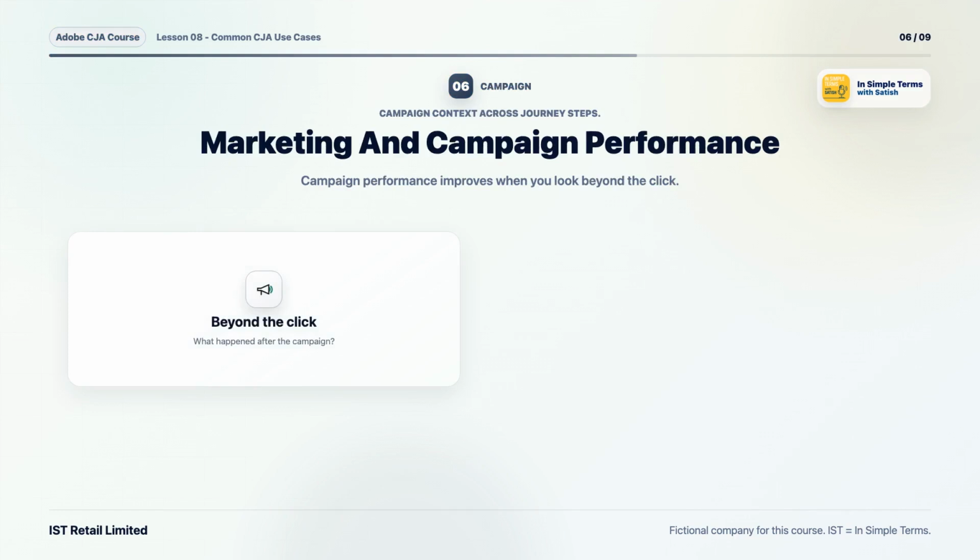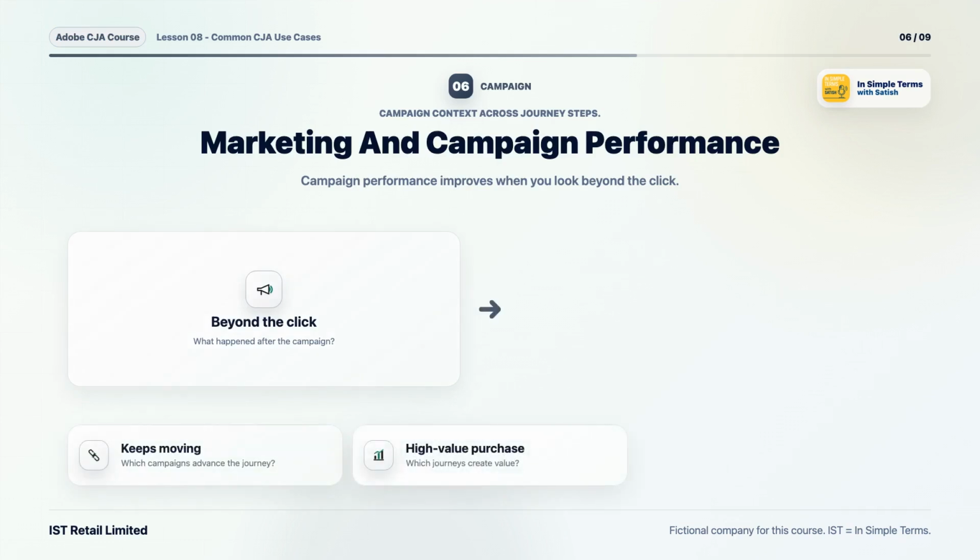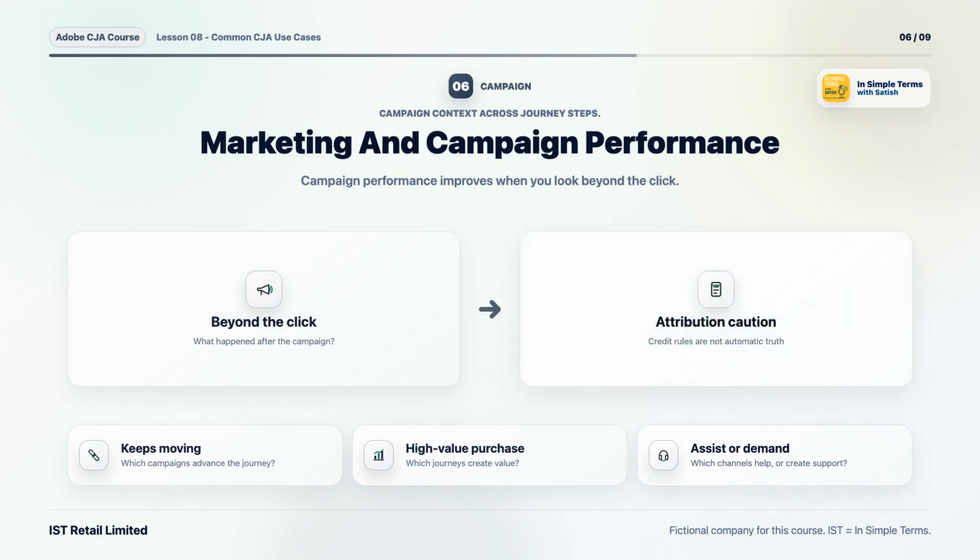Marketing teams often want to understand campaign performance beyond the click. Which campaigns bring customers who keep moving? Which journeys lead to high-value purchases? Which messages create support demand? Which channels assist conversion even when they are not the final touch? CJA can help analyze campaign context across journey steps. But be careful with attribution language. Attribution is a rule-based way to assign credit. It is not automatic truth. The team should choose attribution rules that match the question.